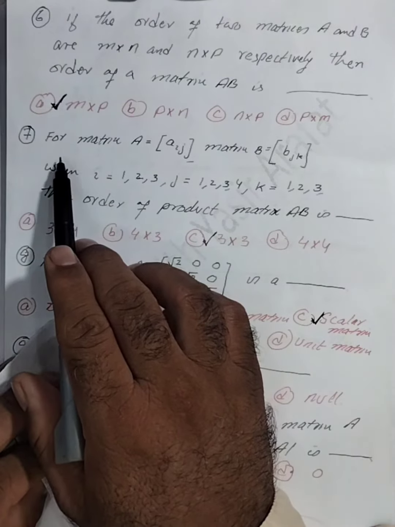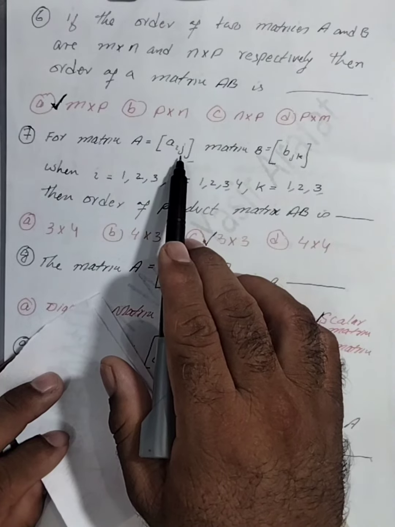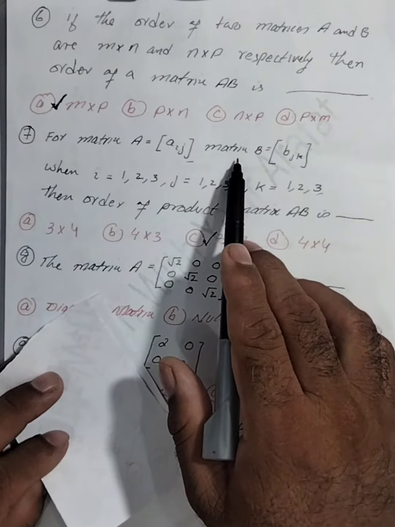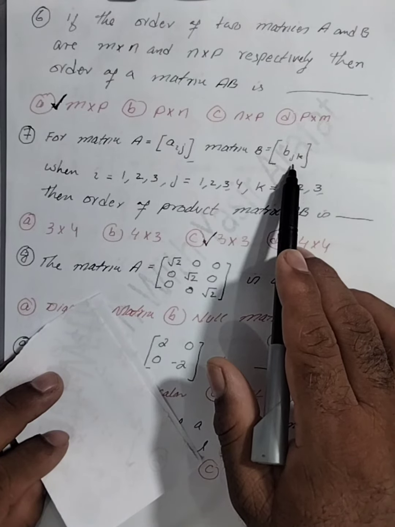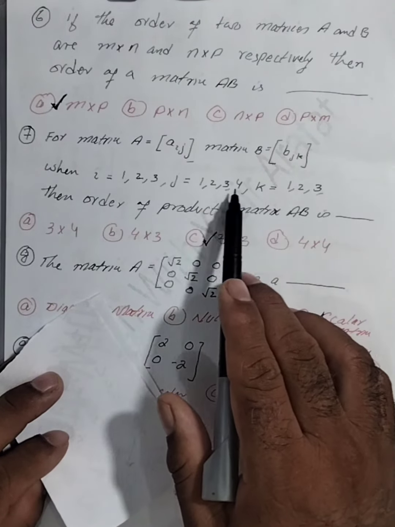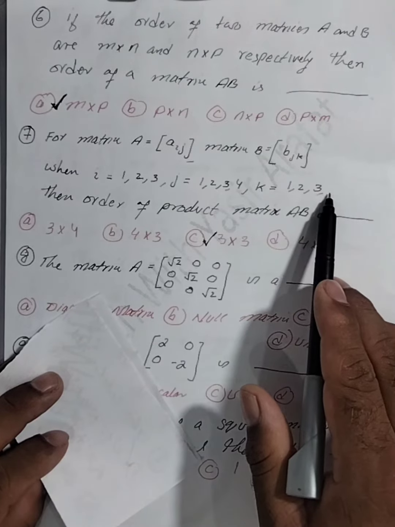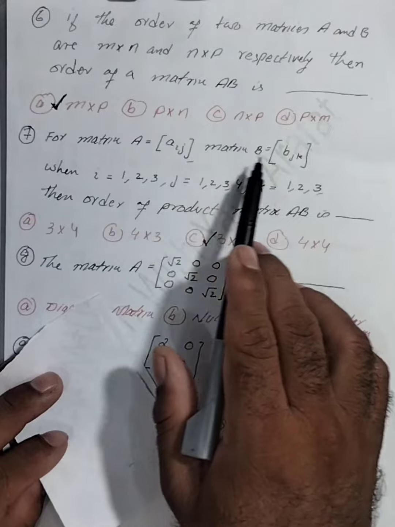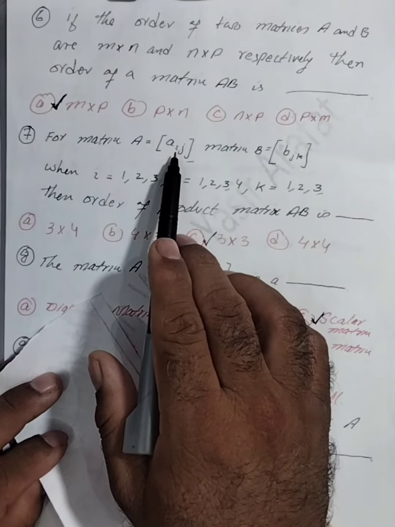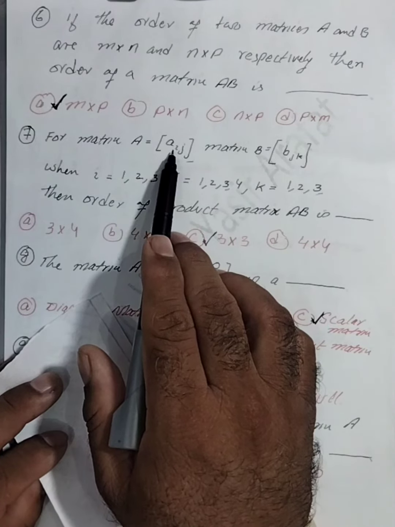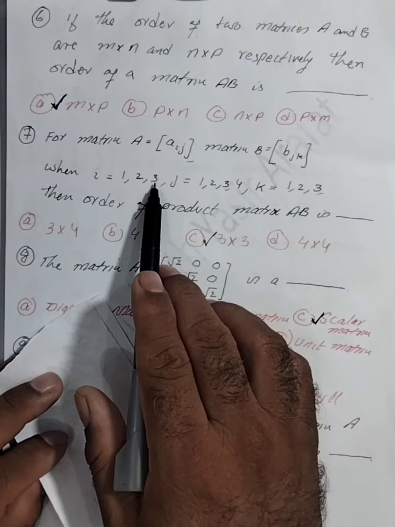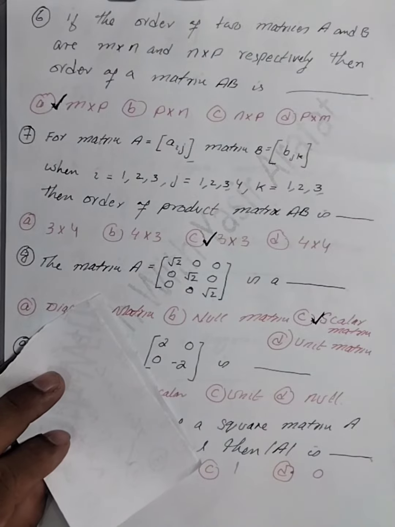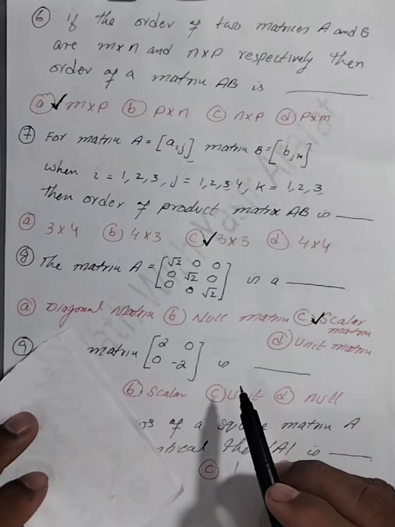Now here a very interesting MCQ. A is Aij, where i is 1 to 3 and j is 1 to 4, and the matrix B is Bjk. j again is 1 to 4 and k is 1 to 3. So when we have to multiply AB, j is common, so the order will be ik. ik means i is 3, k is 3. So the order of this matrix will be 3 by 3 in this situation here.